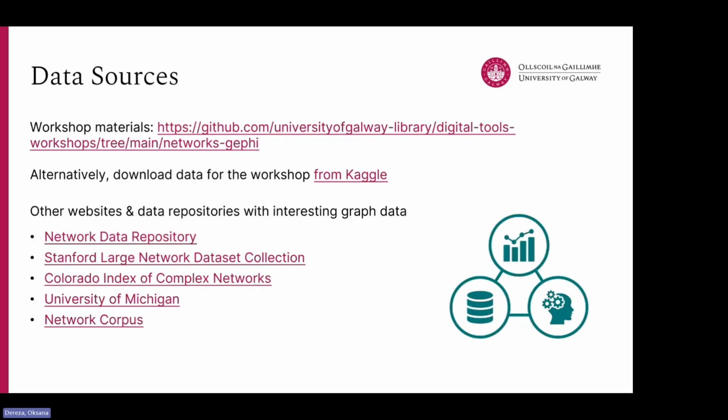Anyway, the data sources. As I said, we're not going to discuss how to create graphs ourselves, but there's quite a lot of interesting graph data available in different repositories and on websites, and I linked a few of them here. And the workshop materials, the same link I sent you in the email, are all in the repository. For the hands-on section, we'll be using the data set of character interactions from the Game of Thrones books.